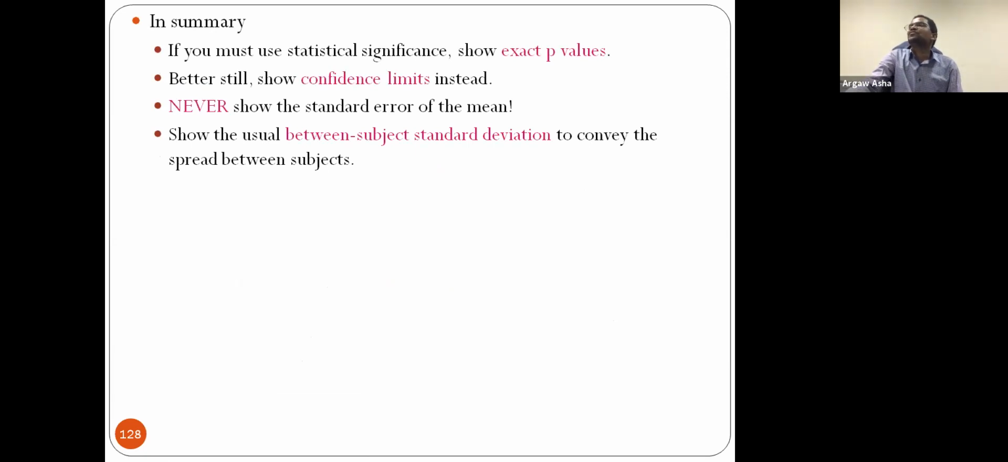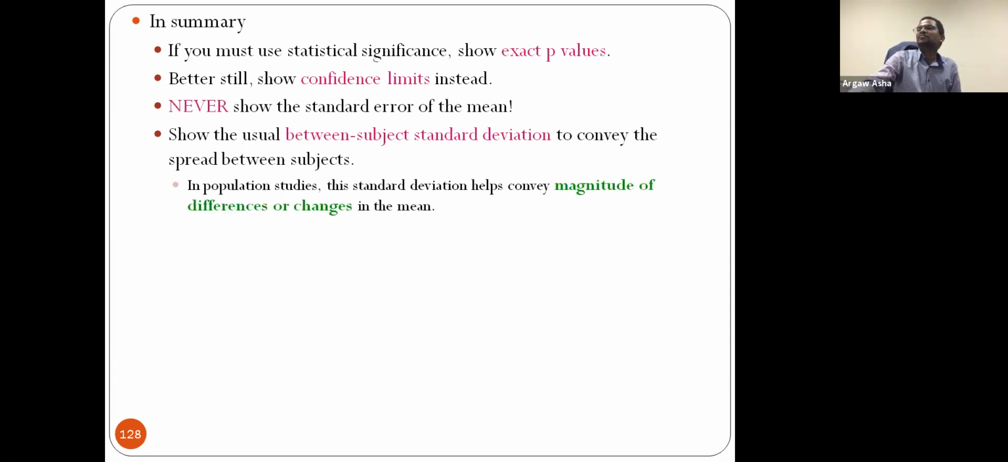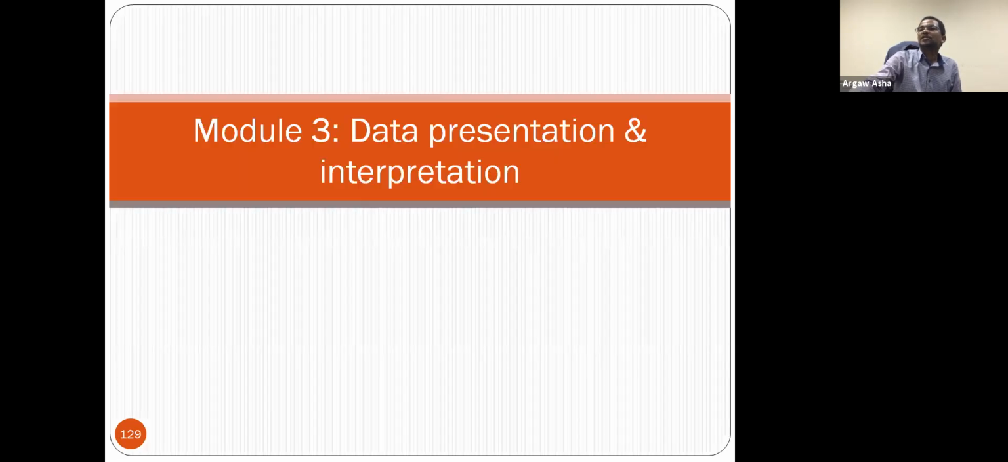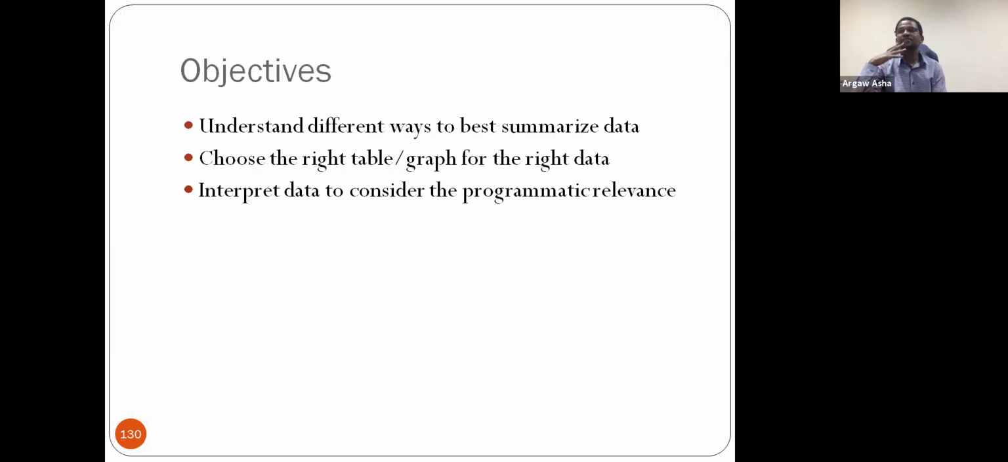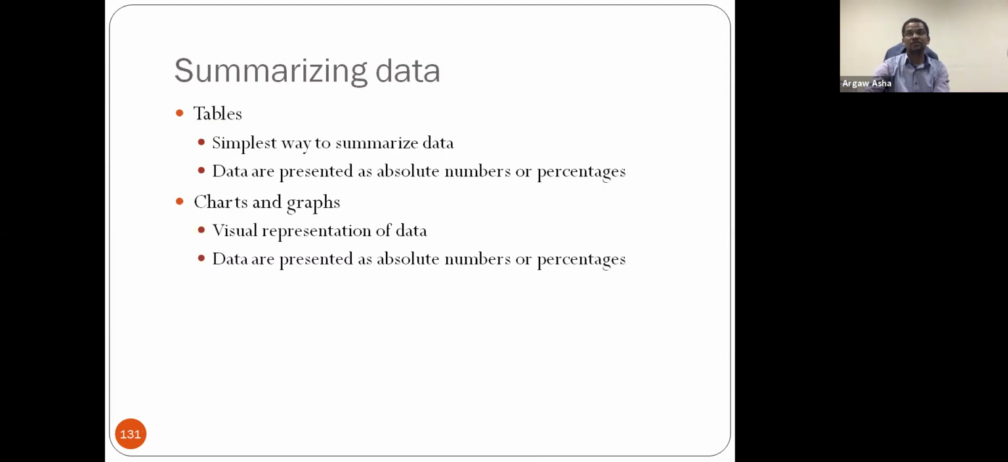You should check the exact p value, then the confidence limit should be checked again, check the error in terms of mean, and the magnitude of difference should be checked. In that case, how can you present the data in the interpretation? Data should be presented in table or graph, and how we can interpret is very important.